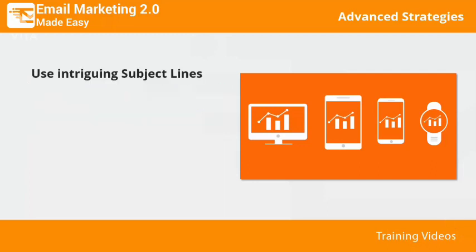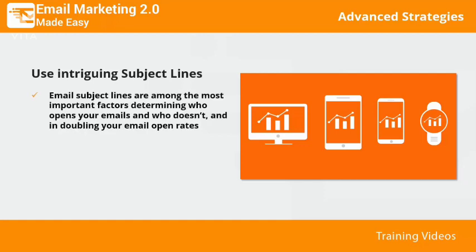Use intriguing subject lines. Email subject lines are among the most important factors determining who opens your emails and who doesn't, and in doubling your email open rates. Subject lines are what will make your subscribers want to open your emails. To make your subject lines enticing, you have to make them intriguing. To make them intriguing, nothing will work better than creating open loops in your subject lines.